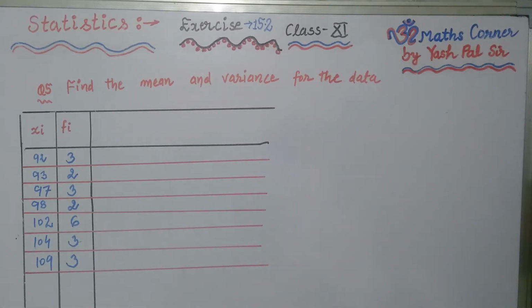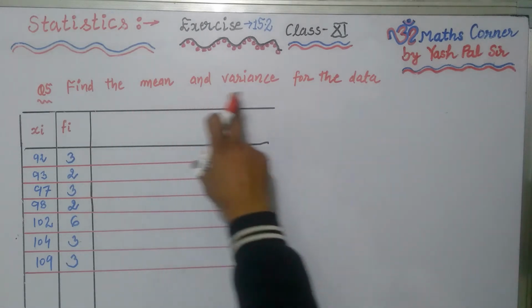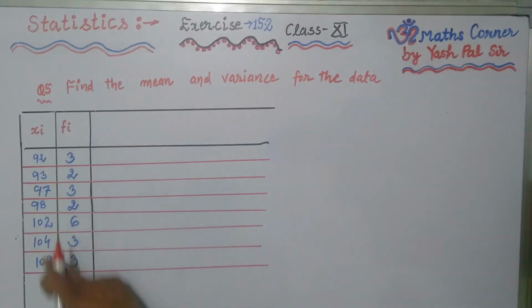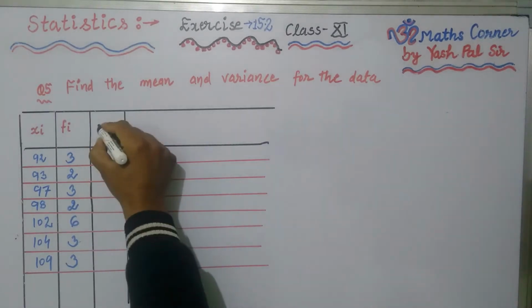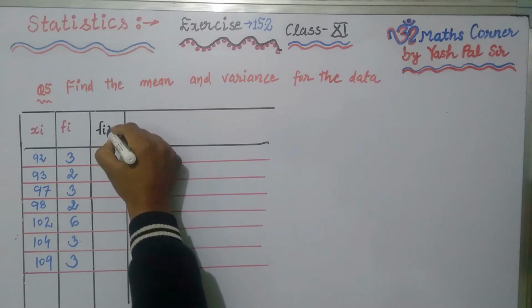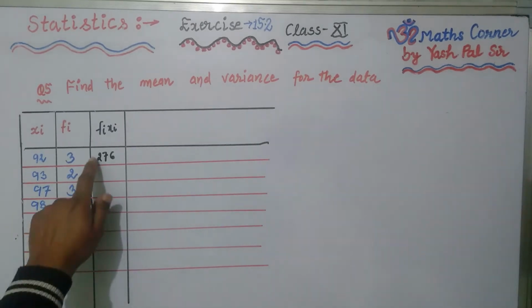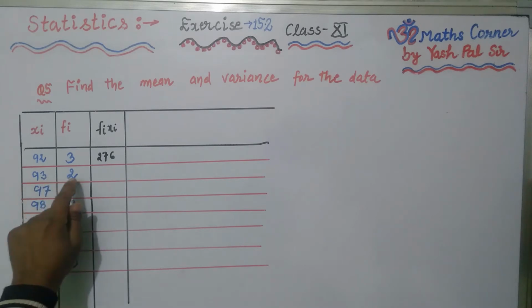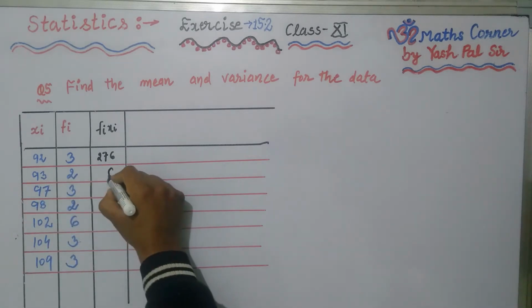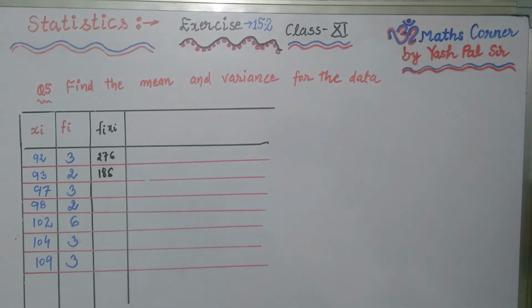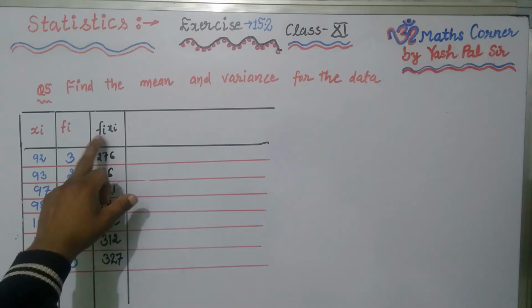The very first question, question number 5, is find the mean and variance for the data xi, this is the first column, fi, this is the second column. Grouped data. Okay, how to find first of all mean? To find the mean, first of all we find the product of fi and xi. 92 into 3, 276. Likewise 93 into 2, 186, like this. So this way we have got the product fi xi.